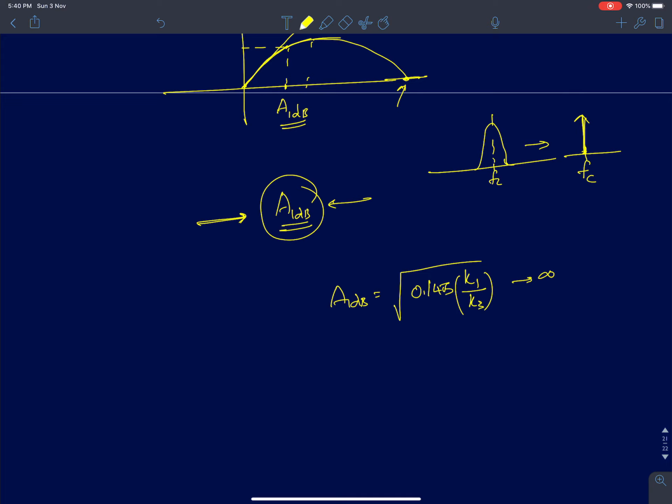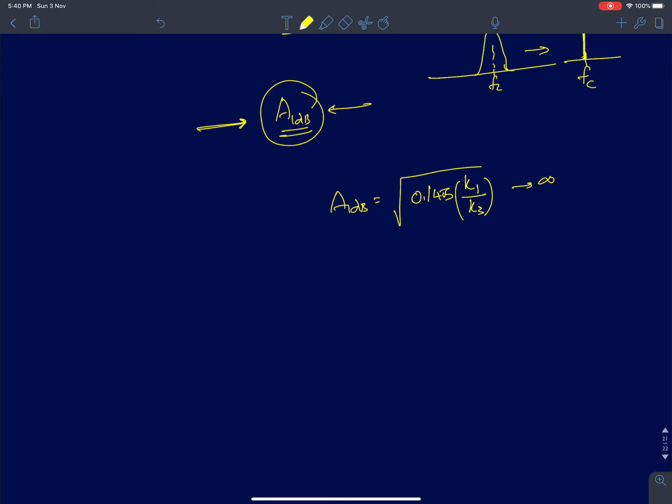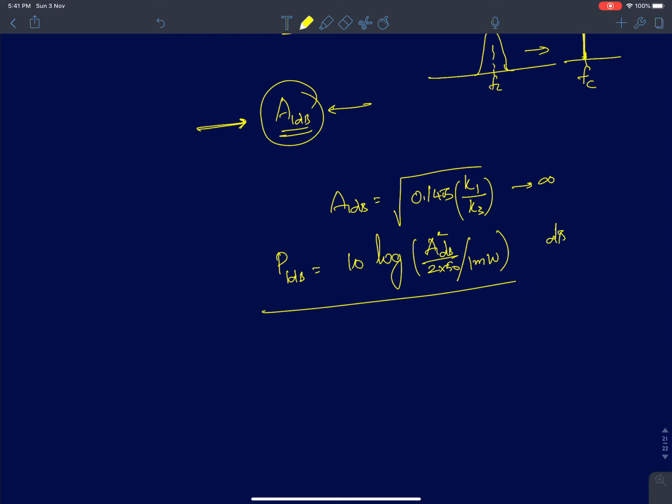The value of A1dB should tend to infinity. And we also said we can represent this as P1dB, which will be 10 log of, first you have to assume a 50 ohm system, then A1dB squared by 2 into 50, normalized to 1 milliwatt. You can also express P1dB in dBm.